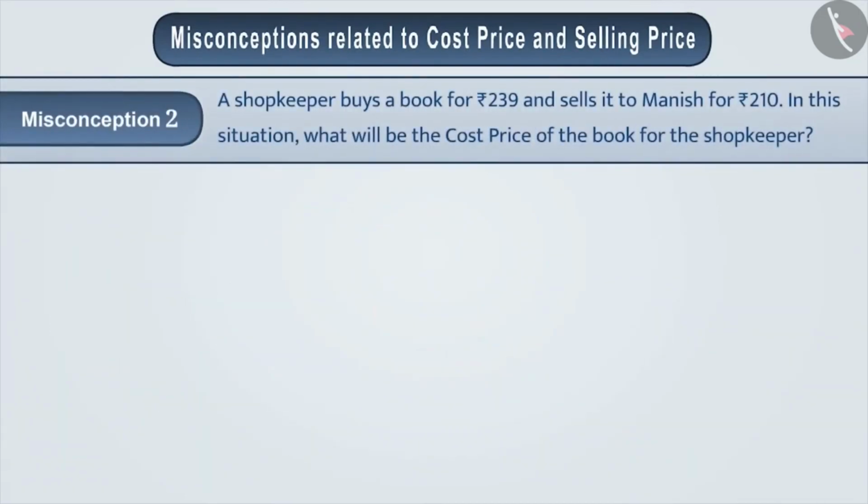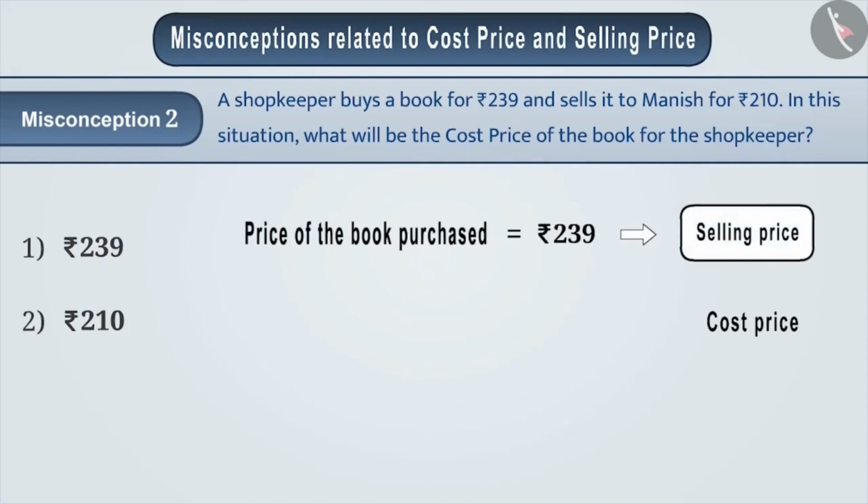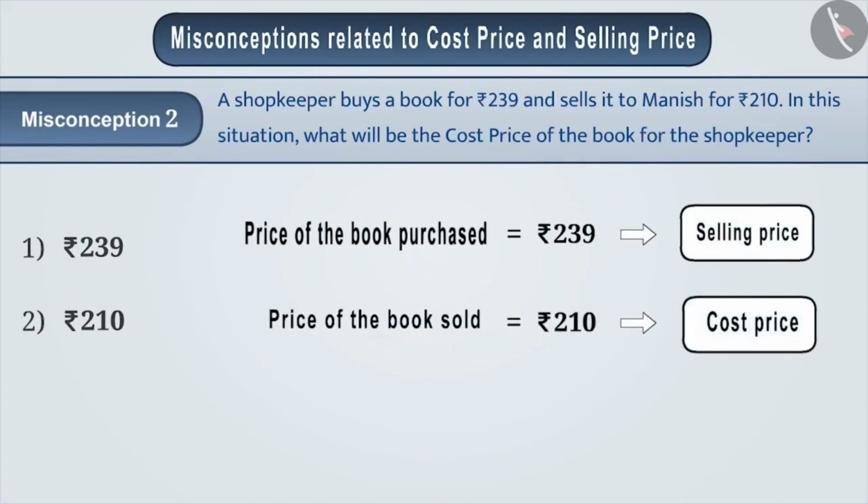Misconception 2. A shopkeeper buys a book for rupees 239 and sells it to Manish for rupees 210. In this situation, what will be the cost price of the book for the shopkeeper? Sometimes, due to confusion in the names of cost price and selling price, the students understand that the price at which the shopkeeper purchases an item is called selling price, and the price at which he sells an item is called cost price. But this is a misunderstanding.